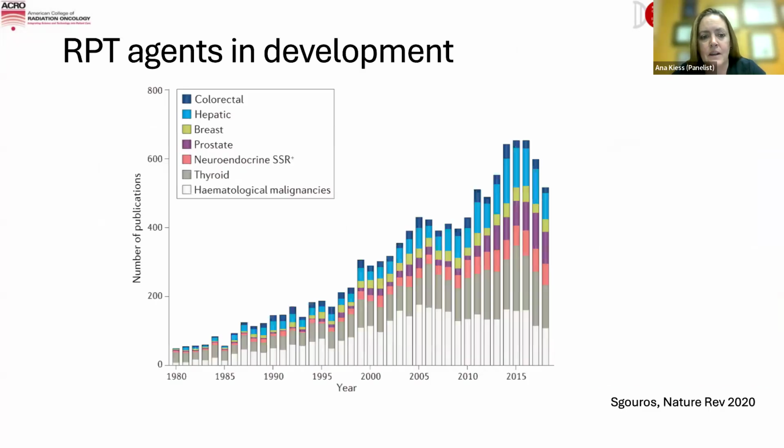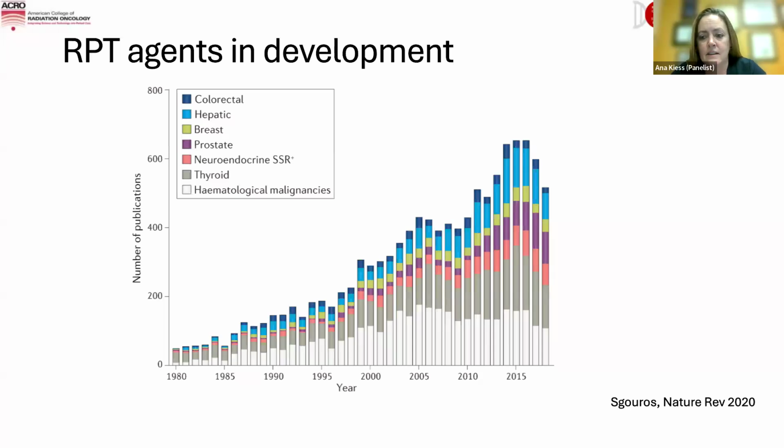Next slide. So in addition to these agents that are in common current clinical use in the United States, a lot of the excitement in this arena is over the really large number of agents that are in development and are in clinical trials right now. There are over 450 clinical trials in theranostics ongoing right now.